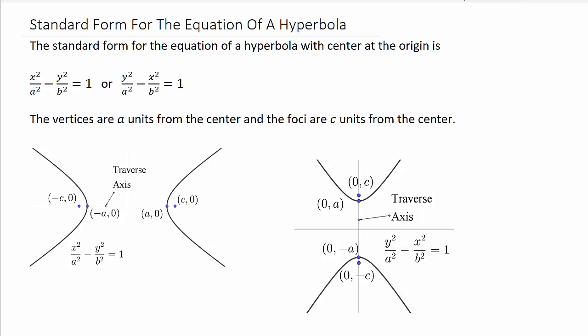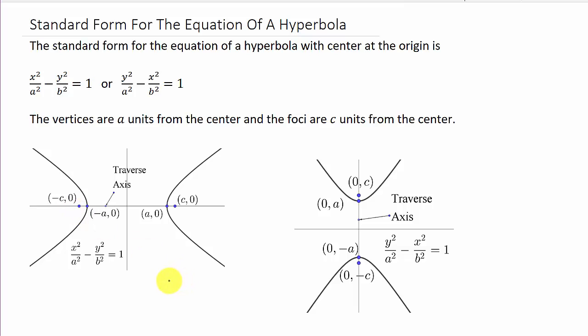It says the standard form for the equation of a hyperbola with center at the origin is x squared over a squared minus y squared over b squared equals 1, or y squared over a squared minus x squared over b squared equals 1. The vertices are a units from the center, and the foci are c units from the center. Okay. Alright, so let's talk about this a little bit more. Whatever a is, whether the a is under the x term or a is under the y term, that's how many units the vertices are from the center.